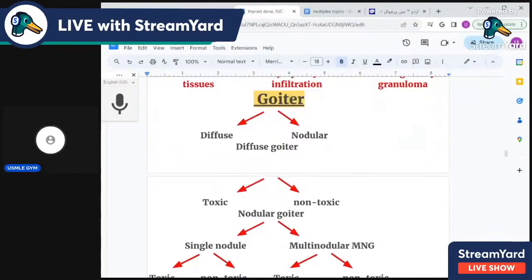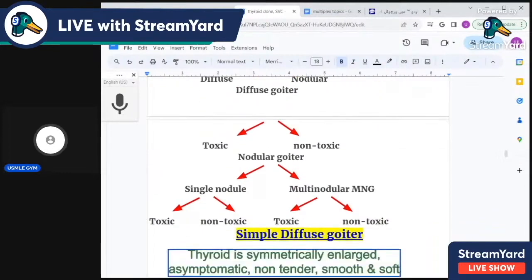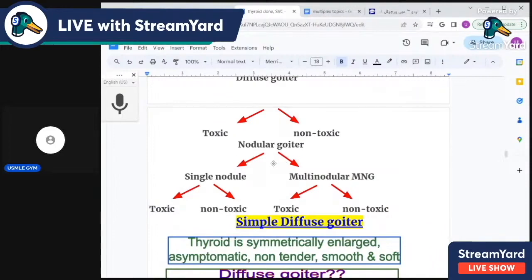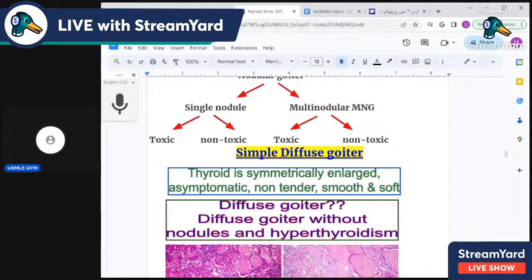Now, goiter classification on the basis of size and nodules. It may be diffuse or nodular. Both of them, diffuse and nodular, may be toxic and non-toxic. Nodular may be a single nodule or a multiple nodular goiter. It may also be toxic and non-toxic.